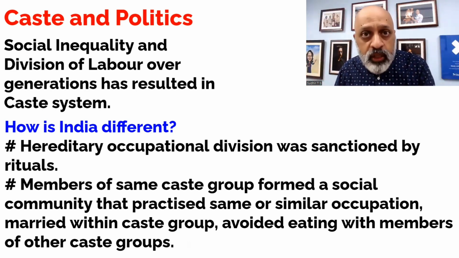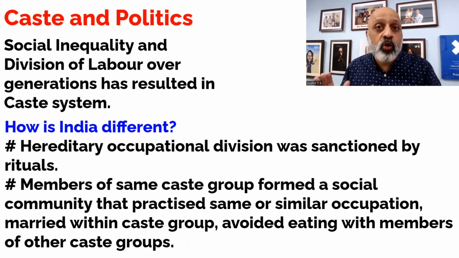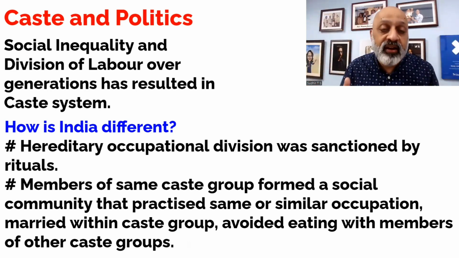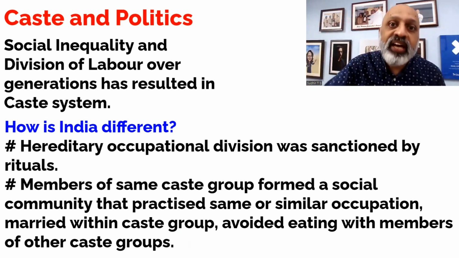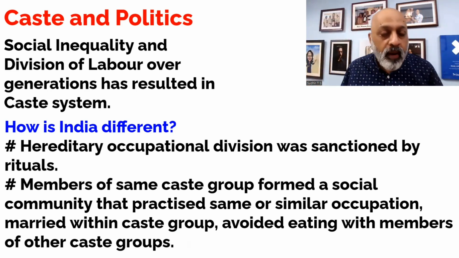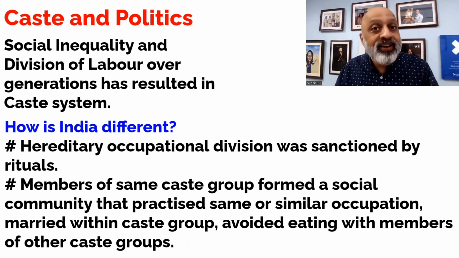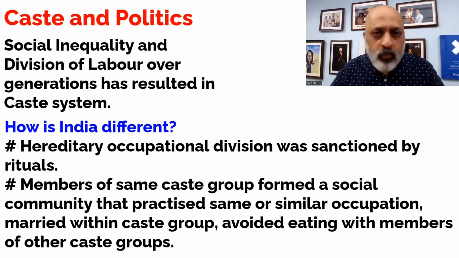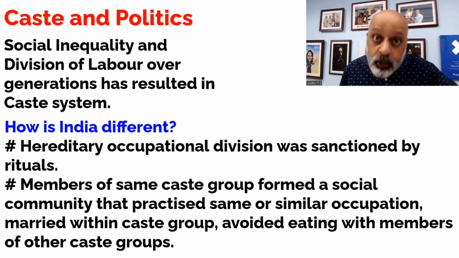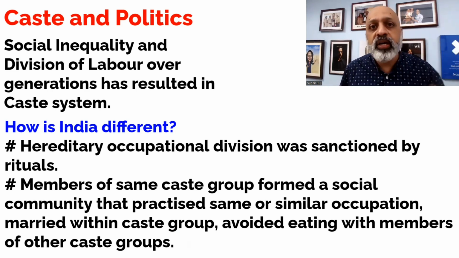It's not like it's only in Hinduism. It is there in other religions also, where there is a caste hierarchy, and it has some kind of religious sanction. Members of the same caste group formed a social community that practiced the same or similar occupation. For instance, if there is a Vaishya community, in fact, you go to any city, even today, you would find a Vaishya association.